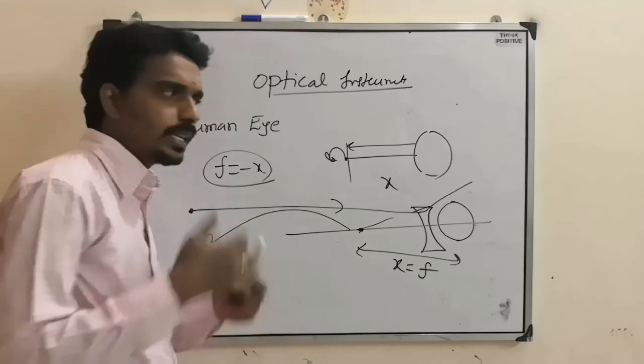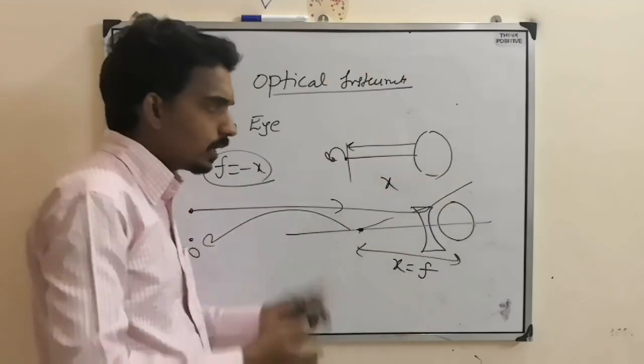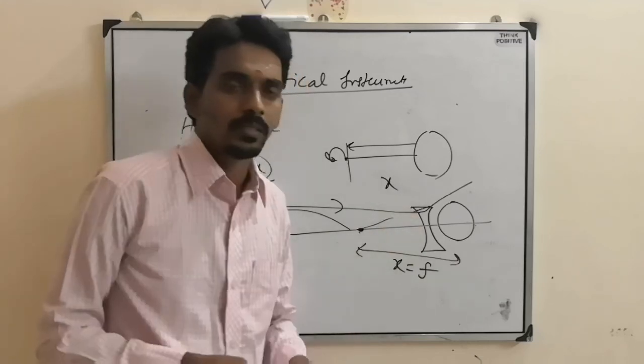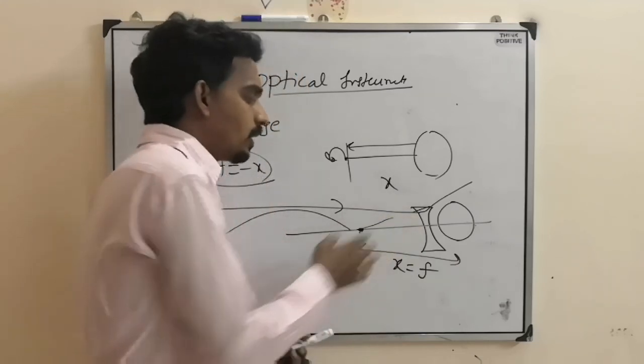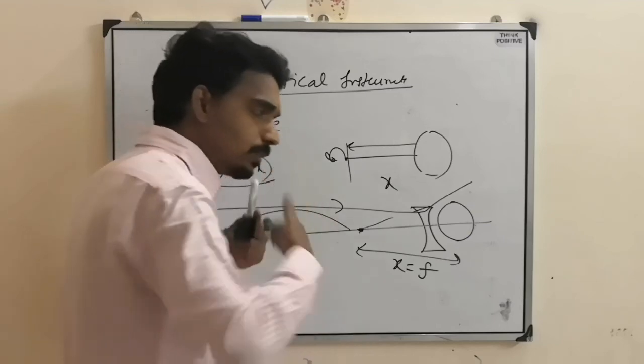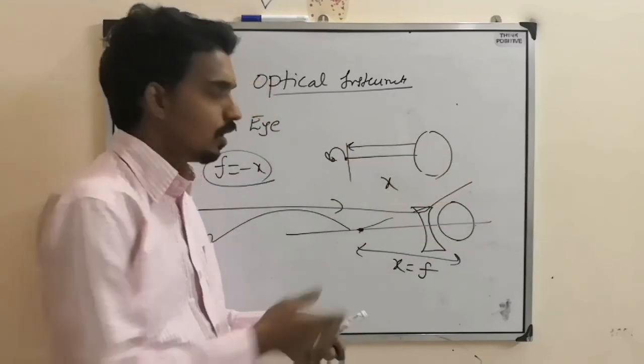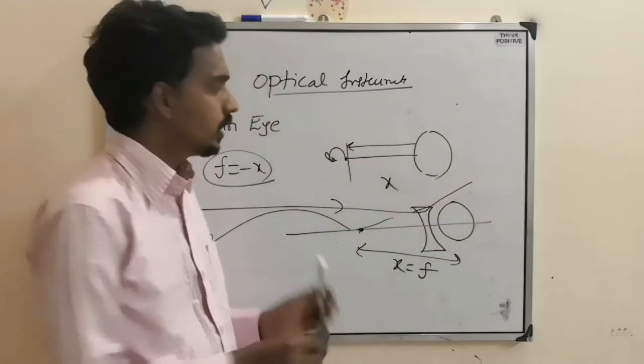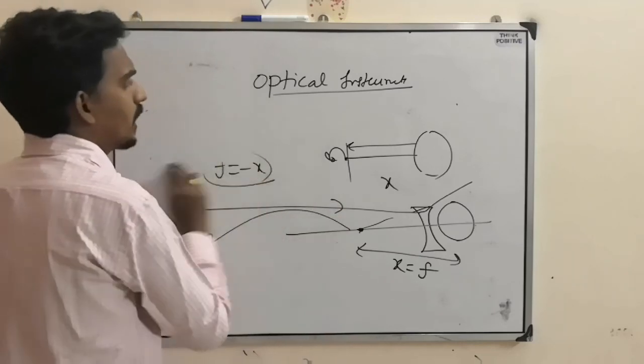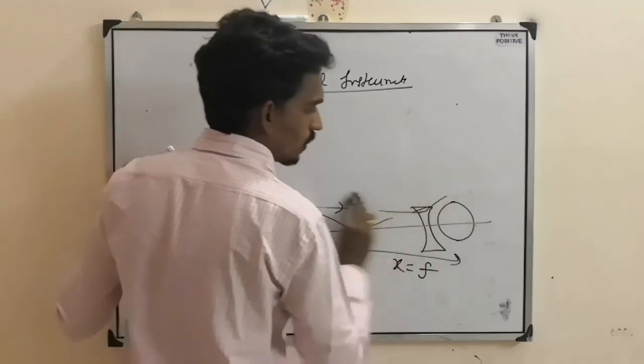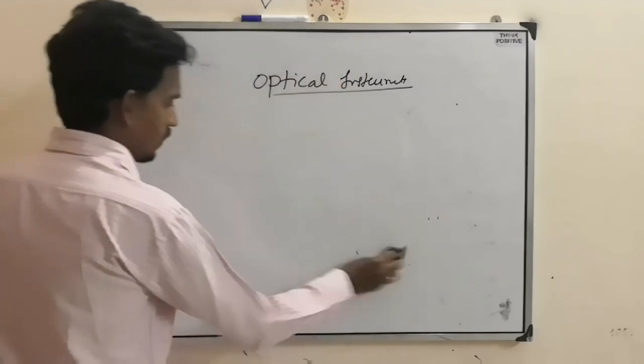So a myopic person cannot see far objects. For that we have to arrange a concave lens. The focal length of the lens should be equal to the maximum distance you can see clearly without the help of the lens. That kind of defect we call myopia, or nearsightedness.